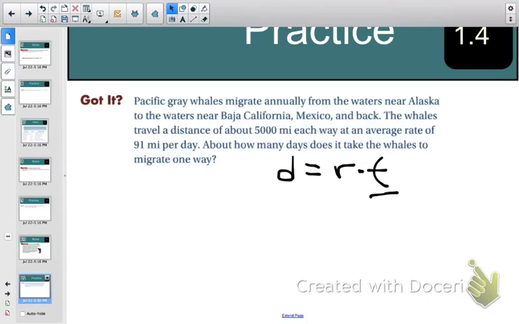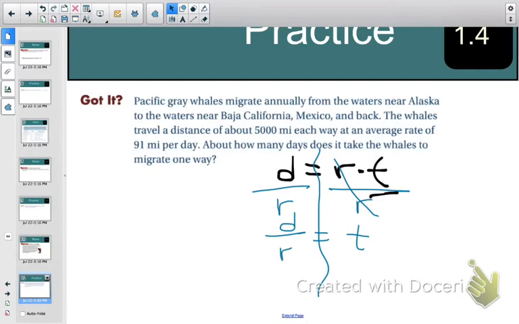So if I want to solve this for t, I need to get rid of r. So that's times r, so I'm going to divide by r. Divide by r. Bam, that's gone. And then I get time equals distance over rate. Okay, and then I just plug in what we know.